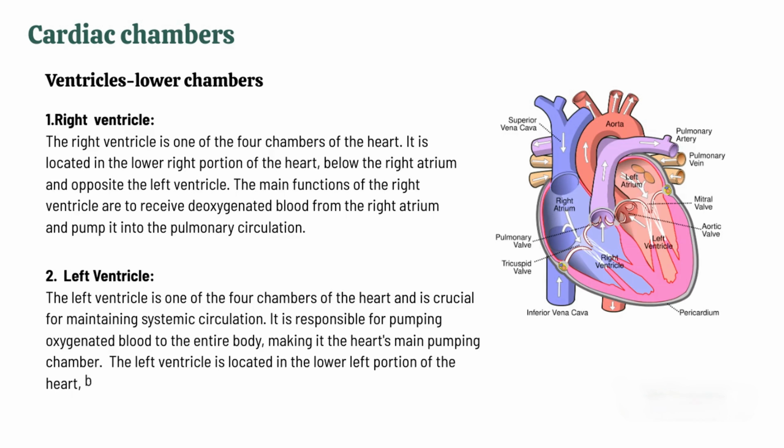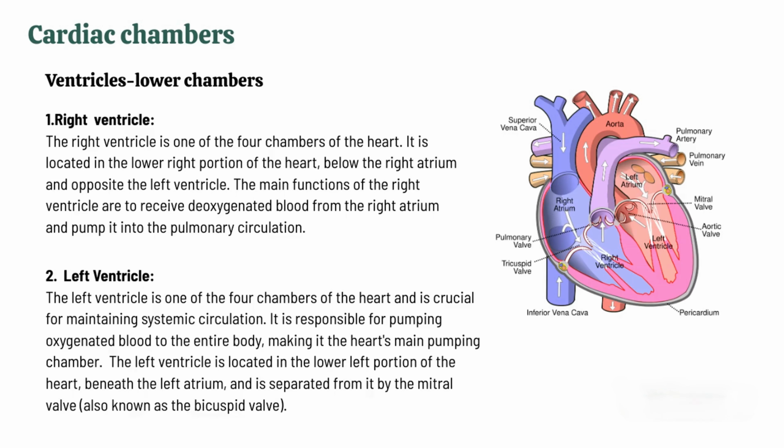2. Left ventricle. The left ventricle is one of the 4 chambers of the heart and is crucial for maintaining systemic circulation. It is responsible for pumping oxygenated blood to the entire body, making it the heart's main pumping chamber. The left ventricle is located in the lower left portion of the heart, beneath the left atrium, and is separated from it by the mitral valve, also known as the bicuspid valve.